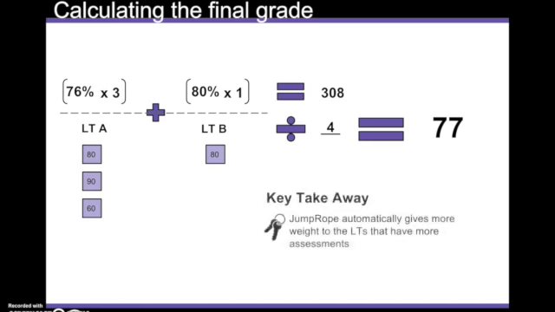The key takeaway here is that JumpRope automatically gives more weight to the learning targets that have more assessments. That happens whether or not you manually weight any assessment or any learning target yourself. This is important for us to know moving forward.